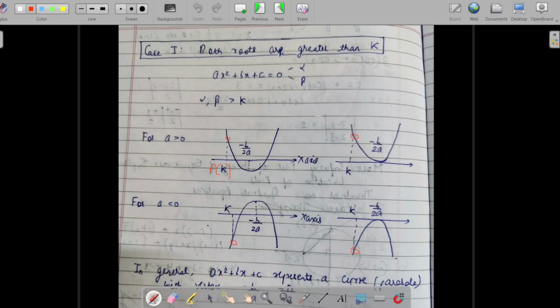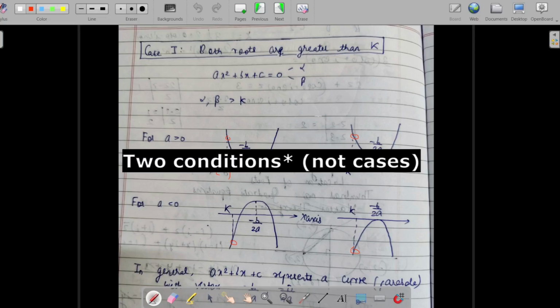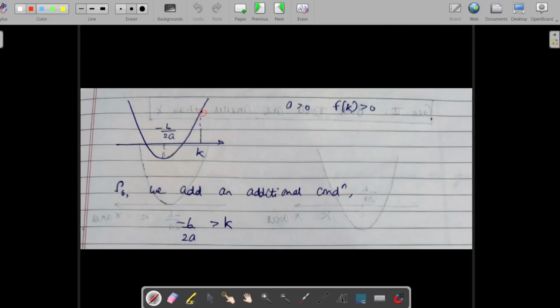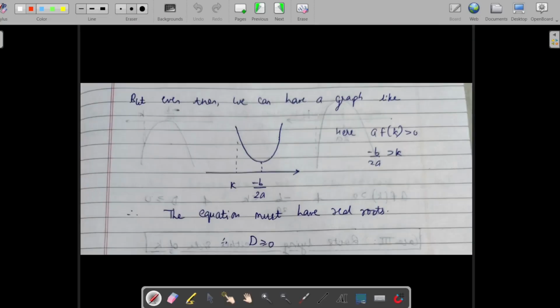Okay, till here are you with me? We have seen two cases. First, a into f of k should be greater than 0, and next, minus b by 2a should be greater than k. So we have two conditions. However, again, there can be a possibility. See, in this case, a is greater than 0, f of k is greater than 0, and minus b by 2a is also greater than k.